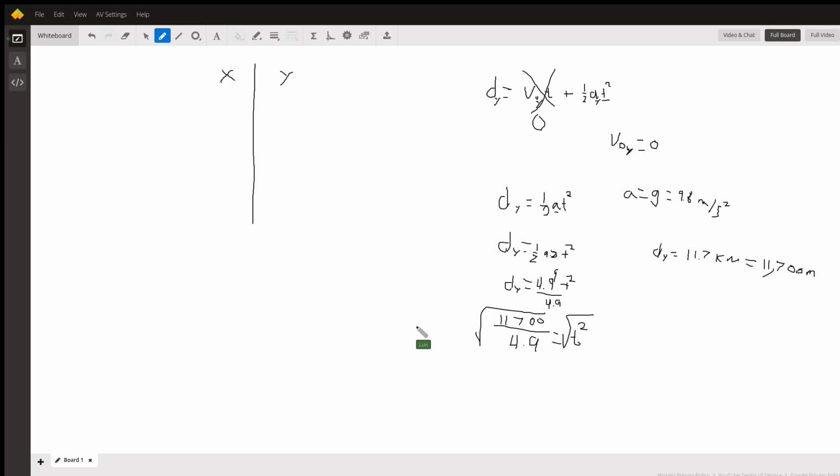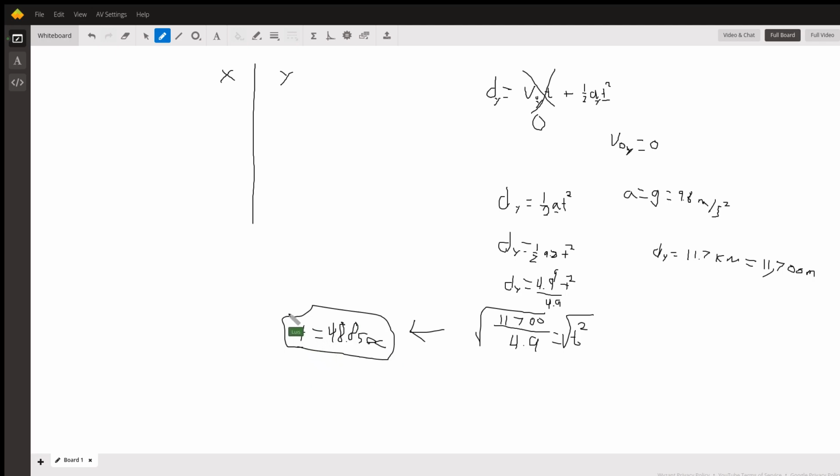Your time equals 48.8 seconds. I'm sorry, I'm still learning how to use this. And that was the first part of the question, which I know you successfully solved.